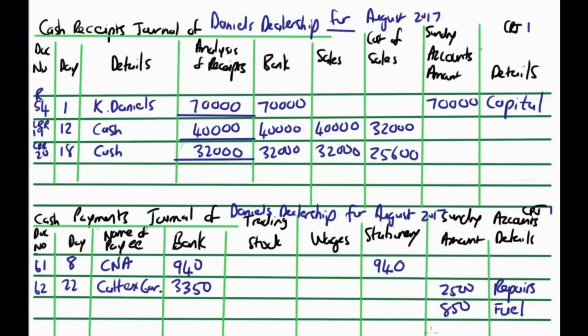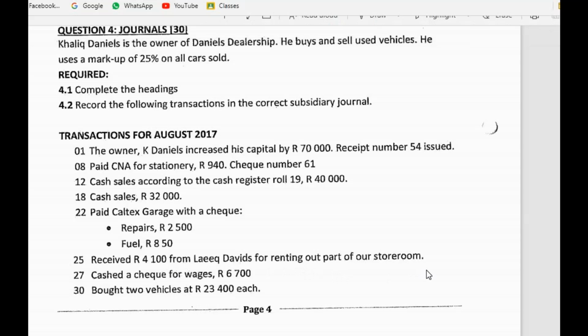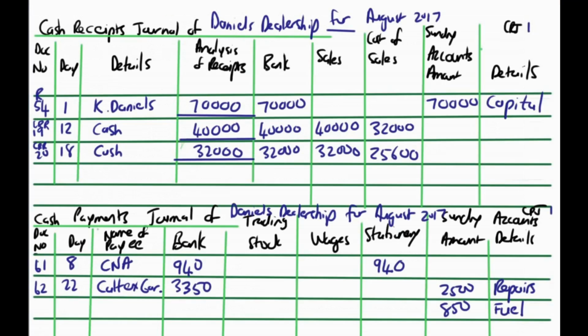Okay. Then the next transaction after the 22nd was on the 25th. We received 4,100 from Laika Davids for renting out part of our storeroom. So the question is, did we receive money or pay money? In this case, we have received. As a business, we received 4,100 on the 25th, right? So that would be the 25th.